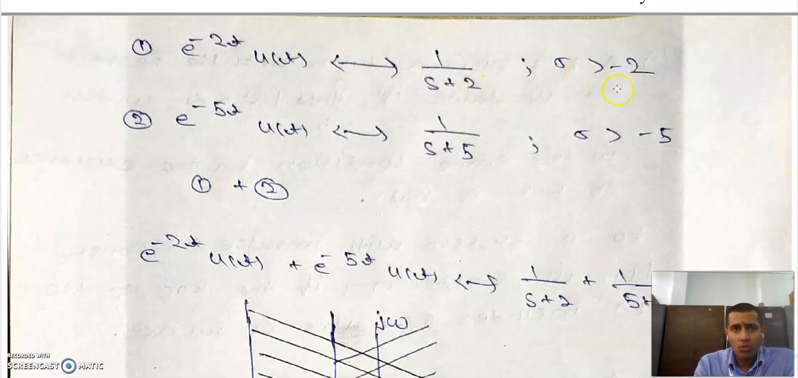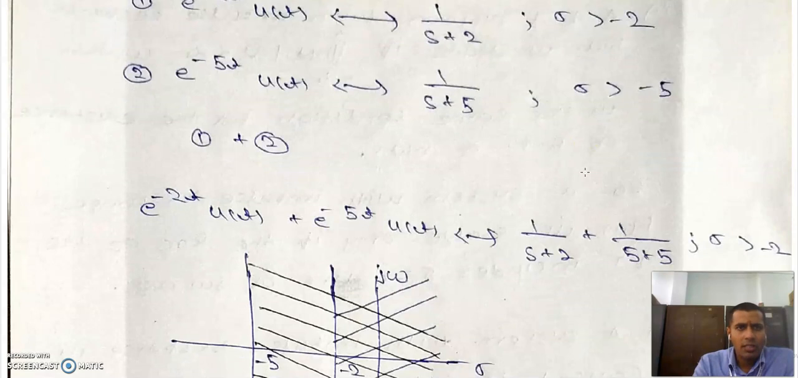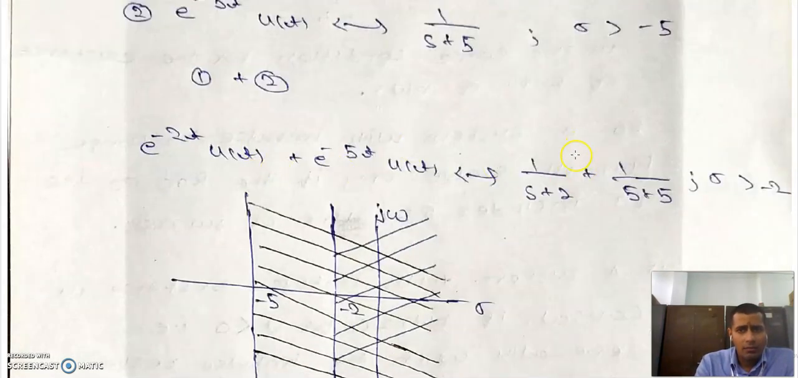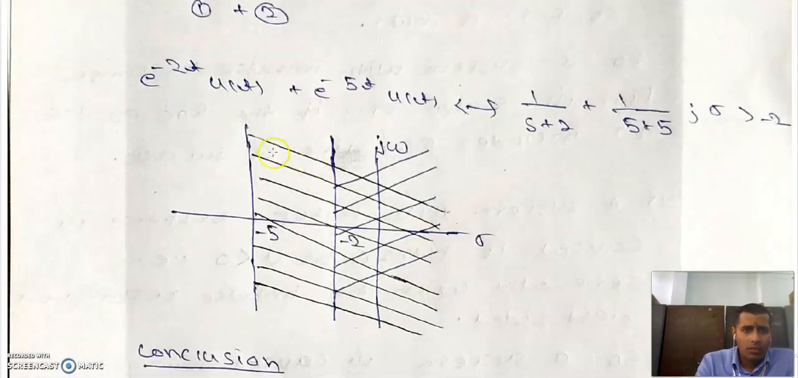Now, e to the power minus 2t u(t) has Laplace transform 1 upon s plus 2, and ROC is sigma greater than minus 2. For e to the power minus 5t u(t), the Laplace transform is 1 upon s plus 5, where the ROC is sigma greater than minus 5. Now we add both of the signals, then we get this one, and its Laplace transform is this one. From the graph you can see that for one, the ROC is greater than minus 2, and for the second, the ROC is greater than minus 5. What is common? The common region is sigma greater than minus 2, and this is the ROC.